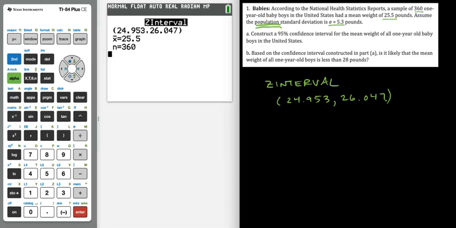Okay, so part B, based upon the confidence interval in part A, is it likely that the mean weight of all one-year-old boys is less than 28 pounds? Well, the answer to that question is going to be yes, it is likely. And the reason is because the mean weight of all one-year-old baby boys is likely to be between 24.953 and 26.047. So the population mean, even though we don't know exactly what it is, is somewhere in this interval, and no matter where it is in that interval, it's going to be less than 28 pounds. So the answer to that question is most definitely a yes.